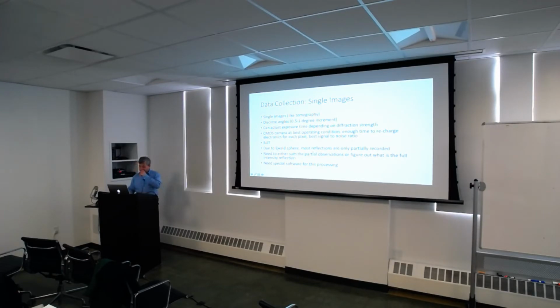But if you only collect still images, because of the Ewald sphere problem, you only have partial reflections recorded for most of them. So what they first did was figure out, by tilting in very fine steps, which is the full intensity reflection for each of the reflections, and then just use that. They had to write their own software for that, so that became a complicated processing thing.